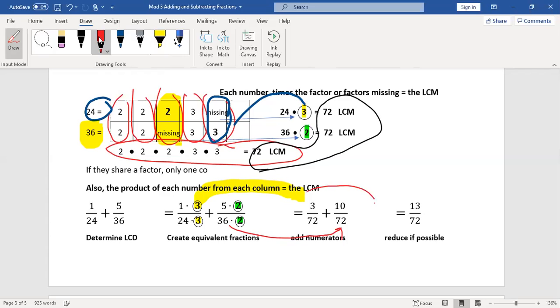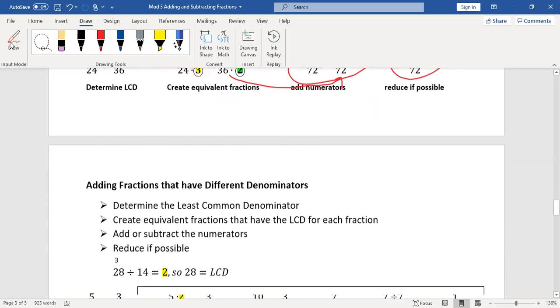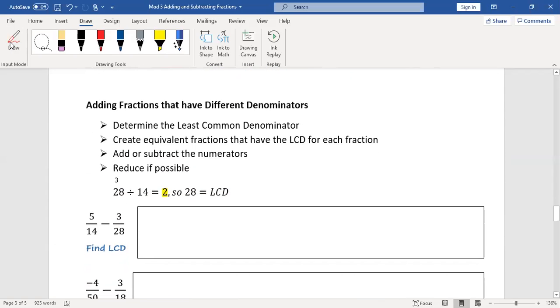Now that they have like denominators, I can add the numerators, the top. 3 plus 10 is going to give me 13. Now 13 and 72 don't have any common factors, so I can't reduce it. You always want to double check to see if there's anything that can go into the numerator and denominator. Always put your fractions in reduced form, unless told not to.